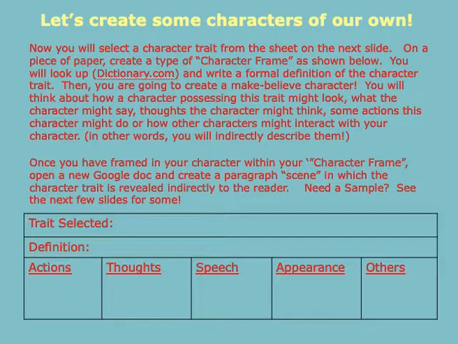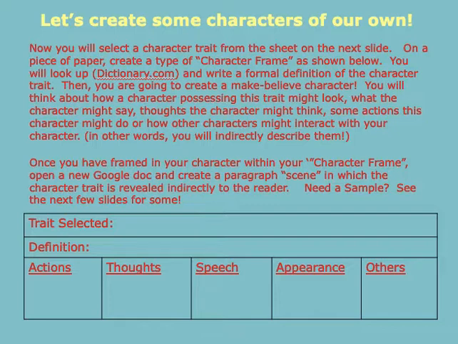You can use dictionary.com, and write a formal definition of the character trait so that you clearly know what that character trait means when you hear that someone possesses that trait. You understand what that looks like. Then you are going to create a make-believe character. You will think about how a character possessing this trait might look, what the character might say, thoughts the character might think, some actions this character might do, or how other characters might interact with your character. In other words, you will indirectly describe them.